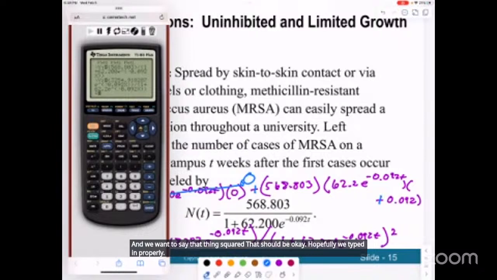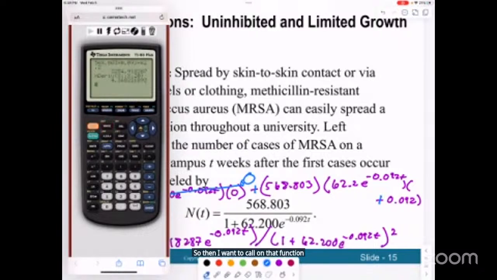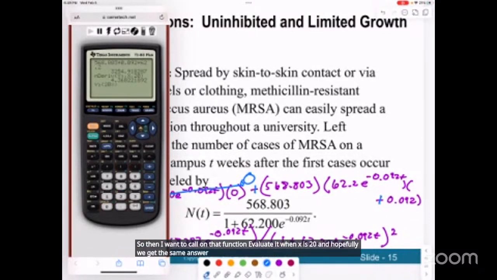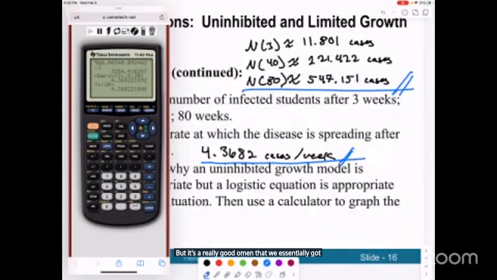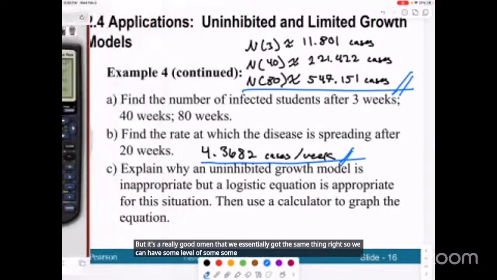So then I want to call on that function, evaluate it when x is 20, and hopefully we get the same answer. It's close enough, right? The trailing digits at the end are a little different because of rounding. That's why I wrote out the long decimal, to try to minimize those errors. But it's a really good omen that we essentially got the same thing. So we can have some sense of confidence in our result.